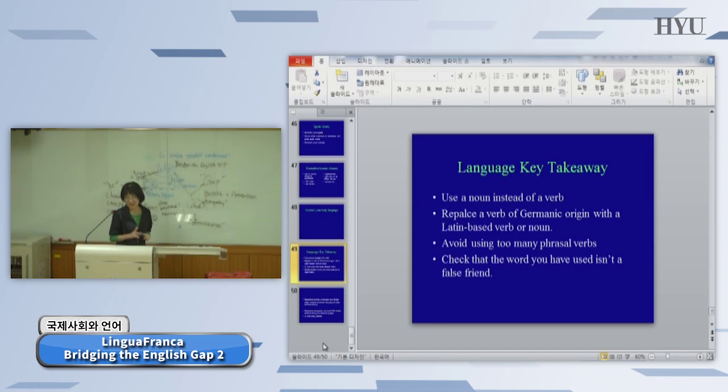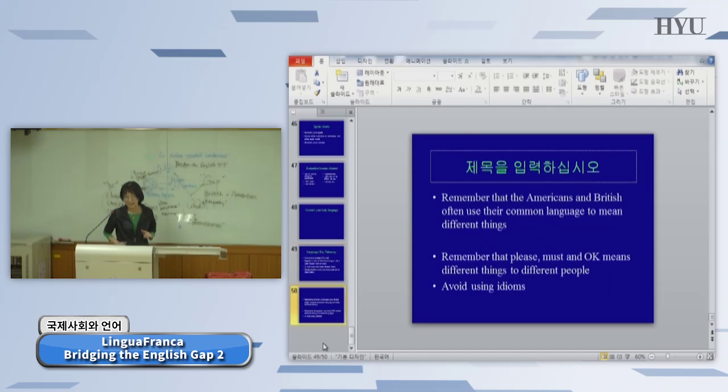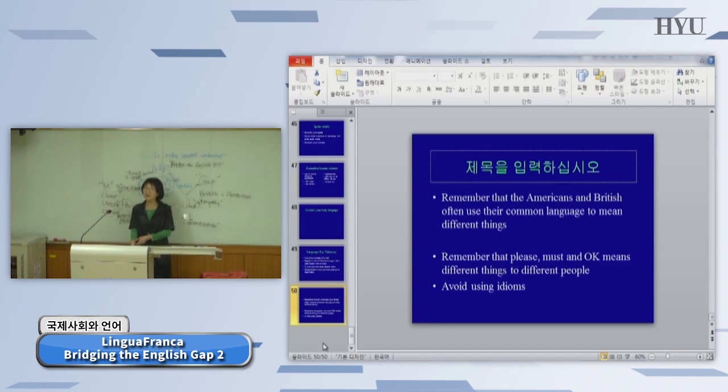And check that the word you have used is not a false friend. So remember, Americans and British often use their common language to mean different things. And remember that please, must, and okay mean different things to different people, and avoid using idioms. I think that is all about it. To summarize the major point, I think this is a new world.